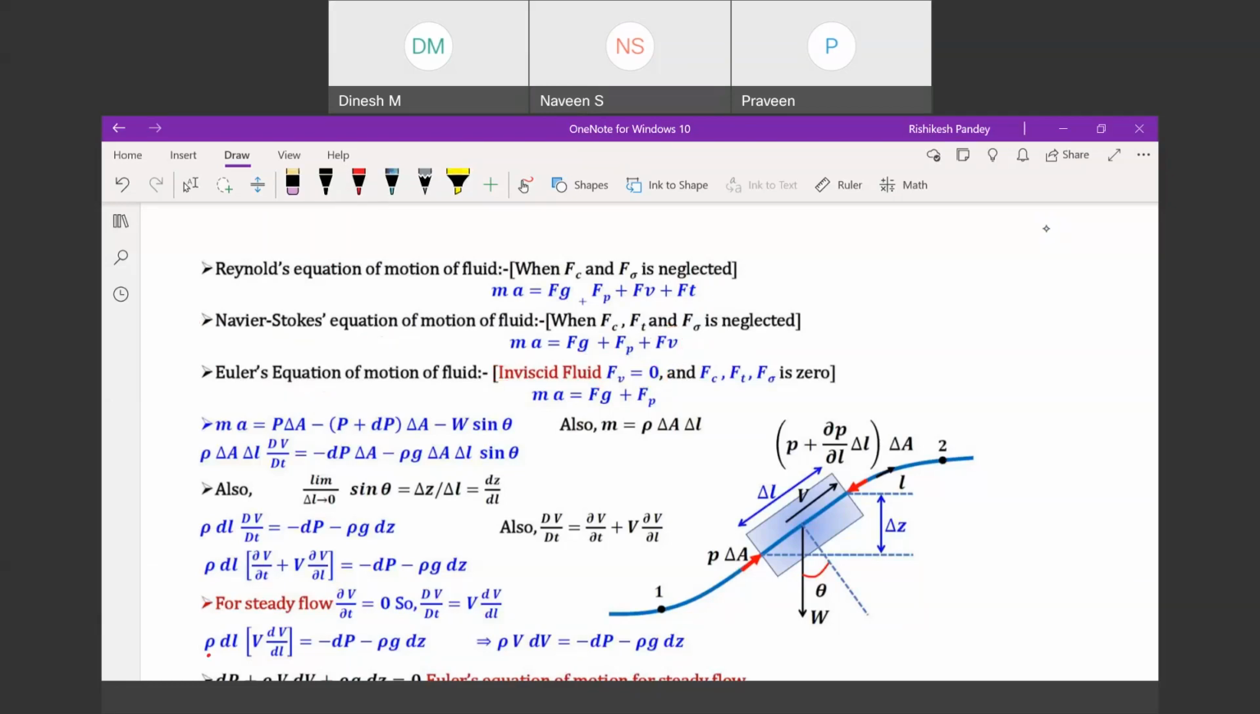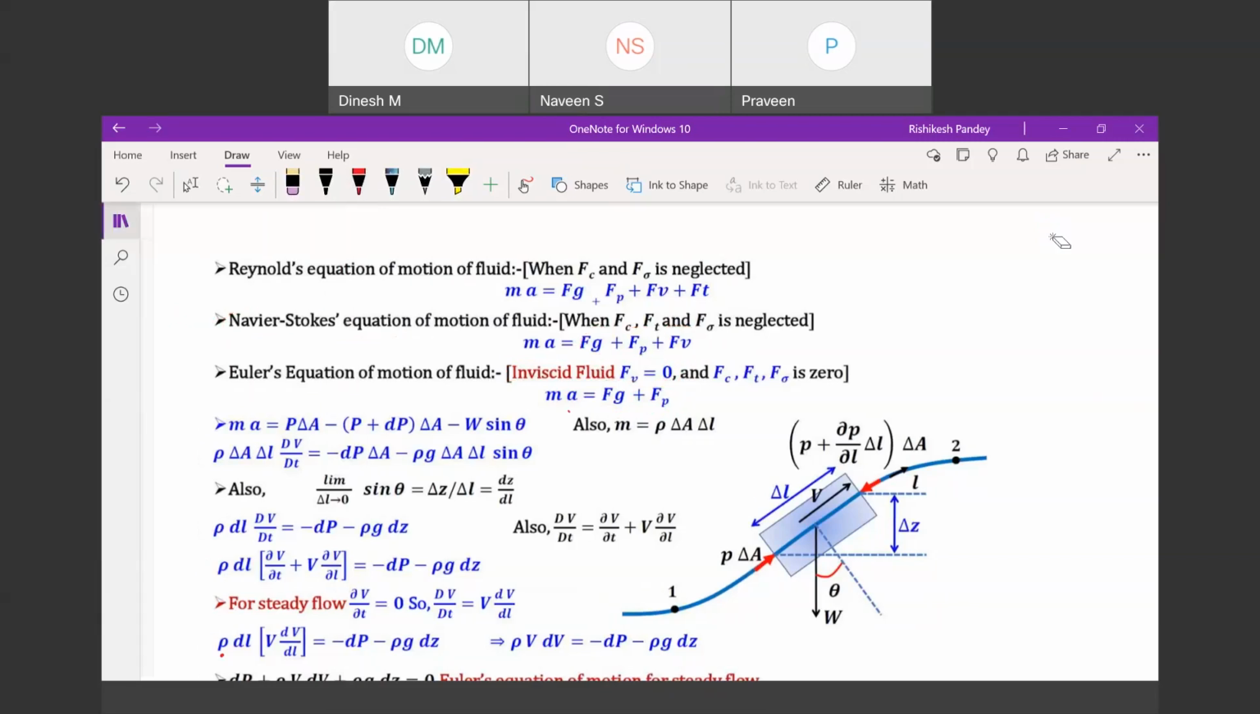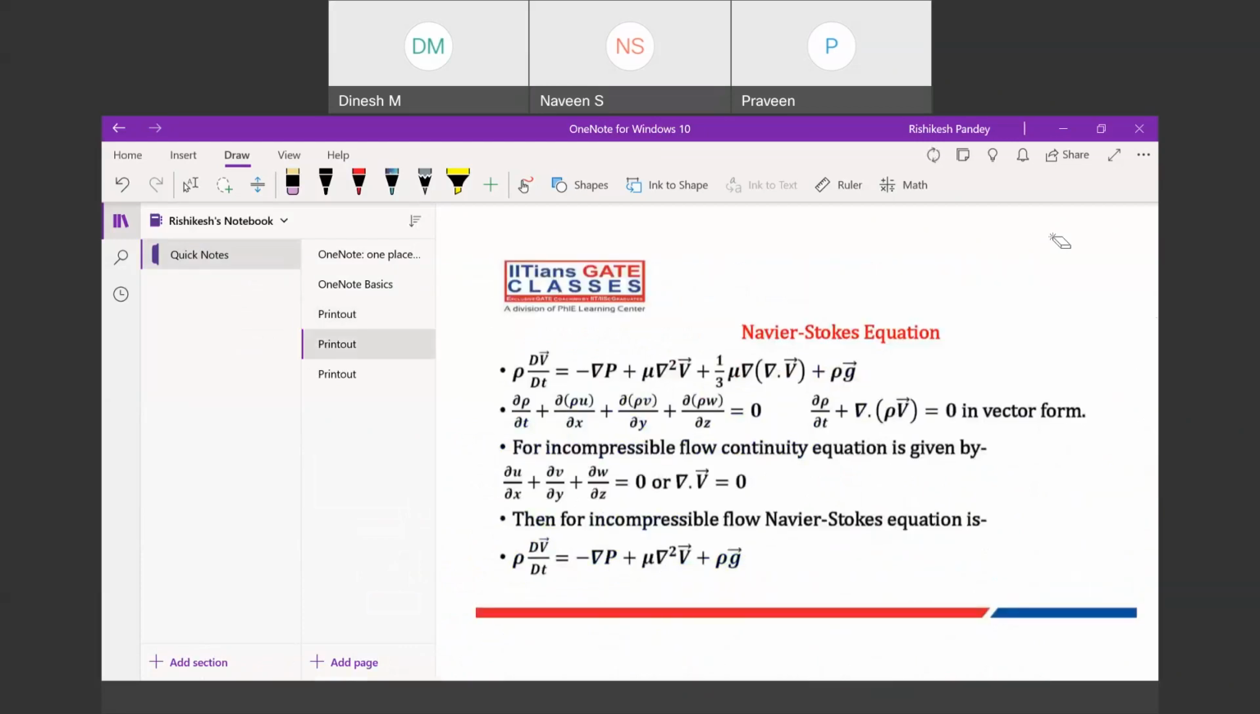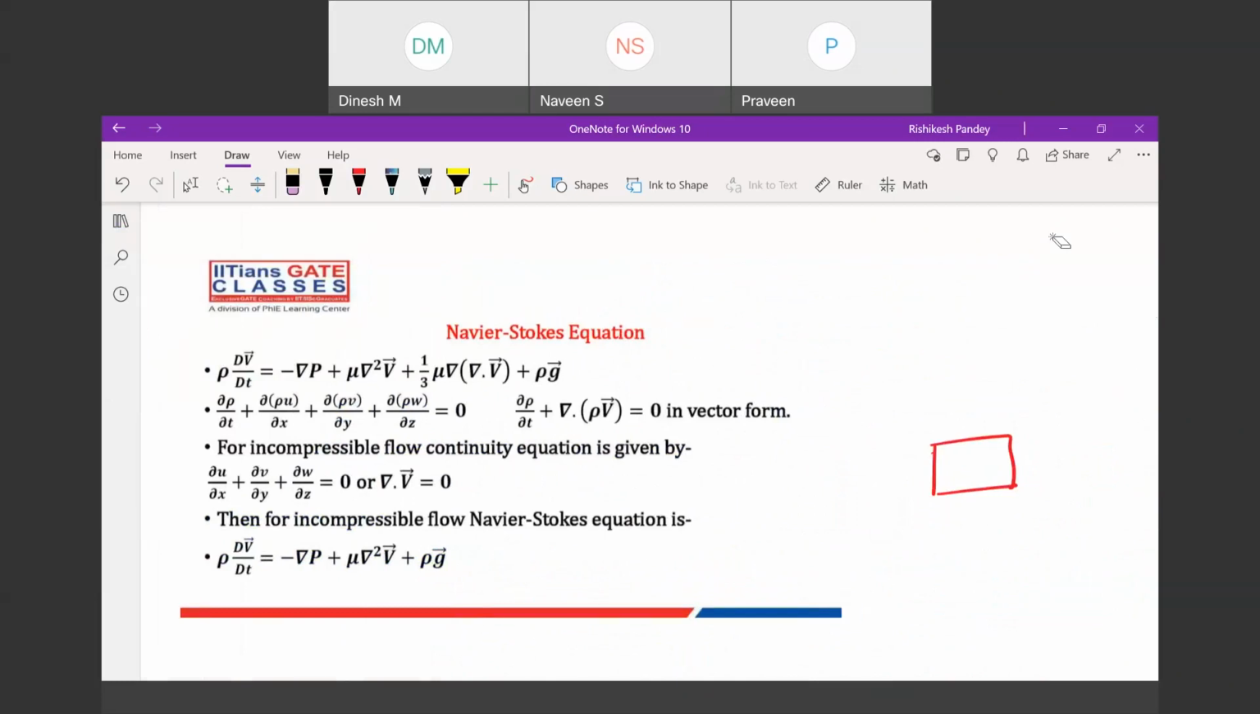Now here we'll consider this viscous effect also. In Euler's equation we considered gravity force and pressure force: mass into acceleration equals gravity force plus force due to pressure. But in the Navier-Stokes equation, we'll consider gravity force, pressure force, and viscous force also. So we'll see viscous flow now. Whatever we are going to study is known as viscous flow, and the equation for it is the Navier-Stokes equation.